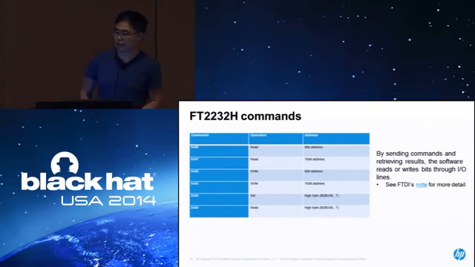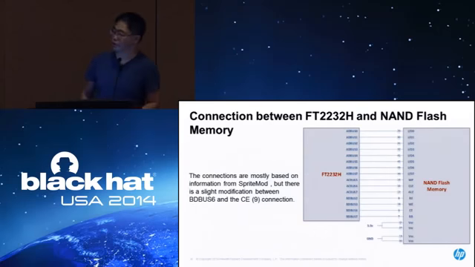The commands you are sending to the chip are for reading and writing. There are some specific commands for reading and writing through this chip. The connections between the FTDI chip and the flash look like this. It's mostly based on the schematic from Spry Mode, and I tweaked it a little bit. Some pins, like CE, chip enable, were not connected at first, but it is connected in my implementation for some special operation.